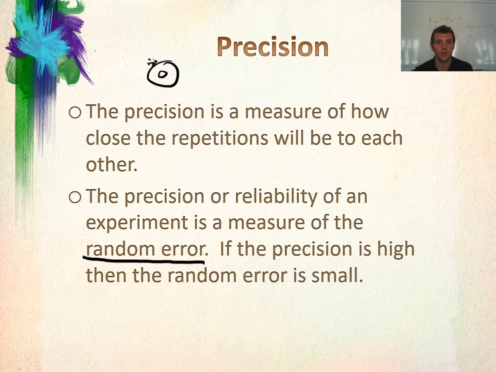Precision. Precision is a measure of how close the repetitions will be to each other, so you need to be thinking about, on our little target there, if we have dots clustered all in the same area, that's high precision. Precision and accuracy are exclusive. They are two different things. Precision or reliability of an experiment is the measure of random error. So if the precision is high, then the random error is small.